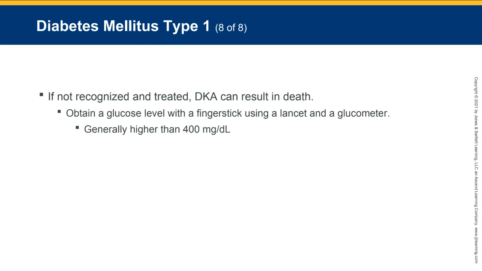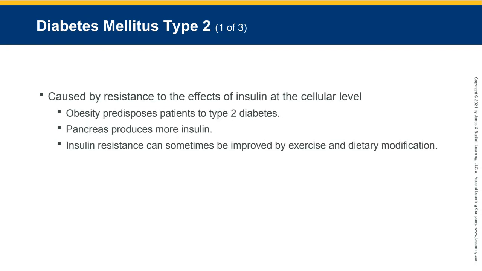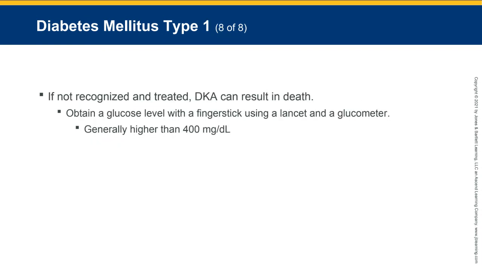And remember, to convert milligrams per deciliter to millimoles, you simply divide by 18. And if you have the numbers in millimoles per liter, multiply by 18 to convert them to milligrams per deciliter. All right, so that's type 1 diabetic.